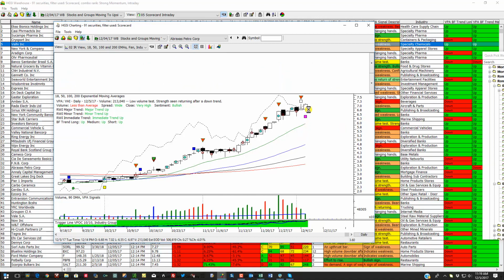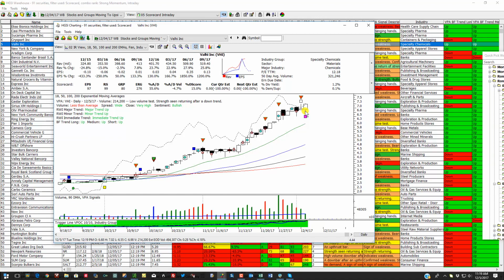It's getting a test for supply today, or a low volume test. Says low volume test over here. It's also a test for supply, and I can tell that immediately by the rectangle here, which is magenta, because it's in the upper part of its range on very low volume. So that is a test for supply, and buyers are coming in to support this stock. That symbol is VHI.